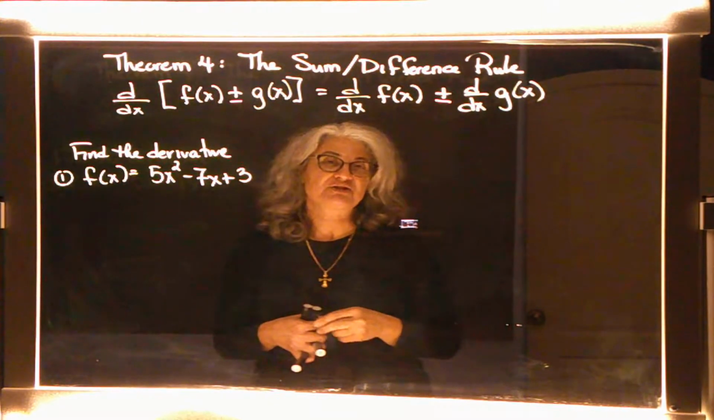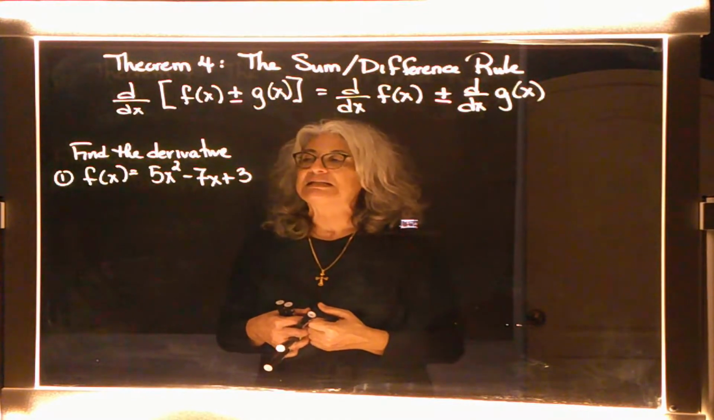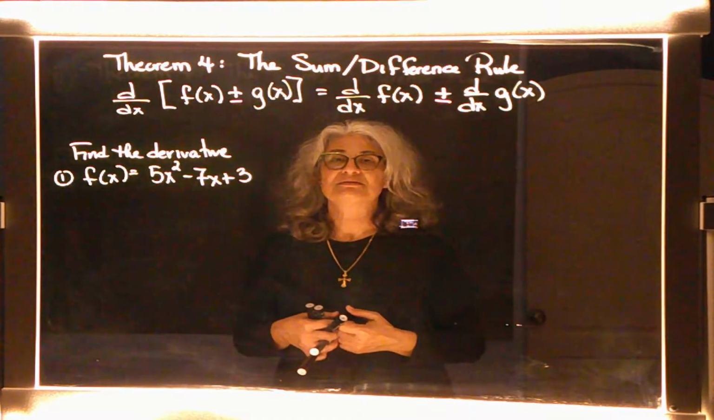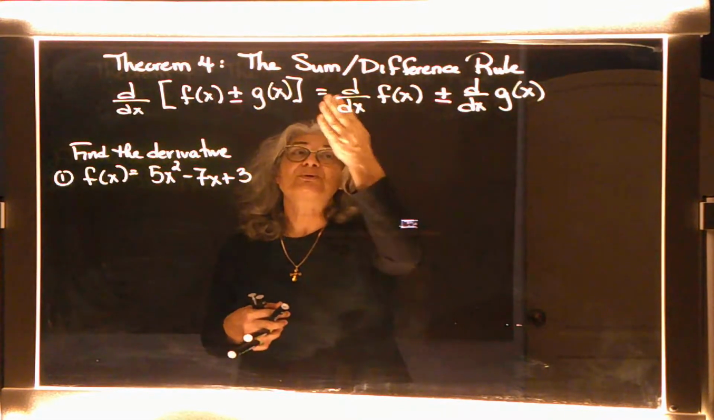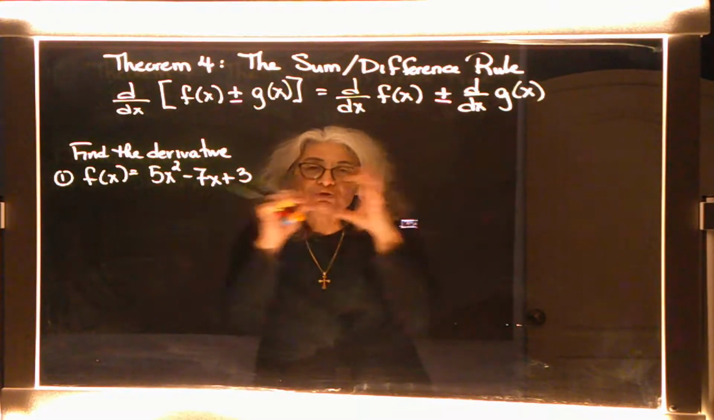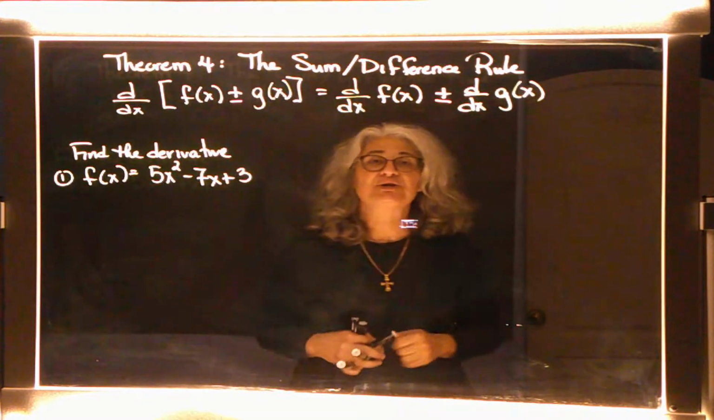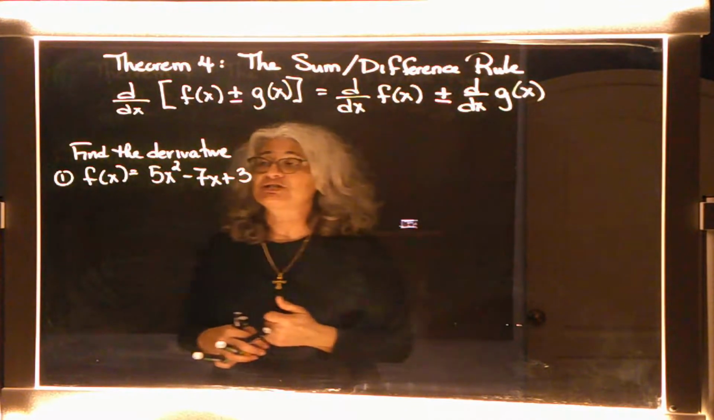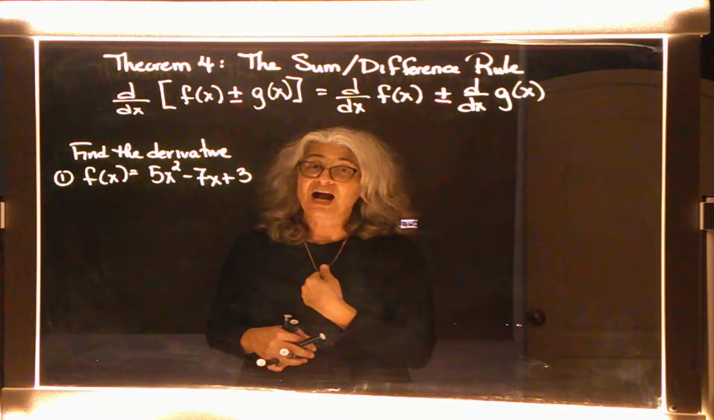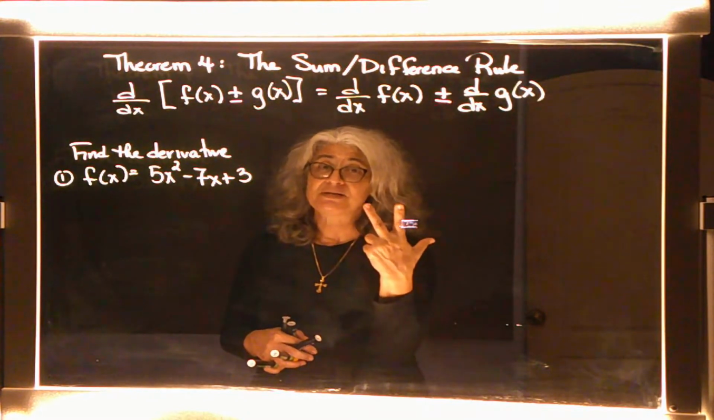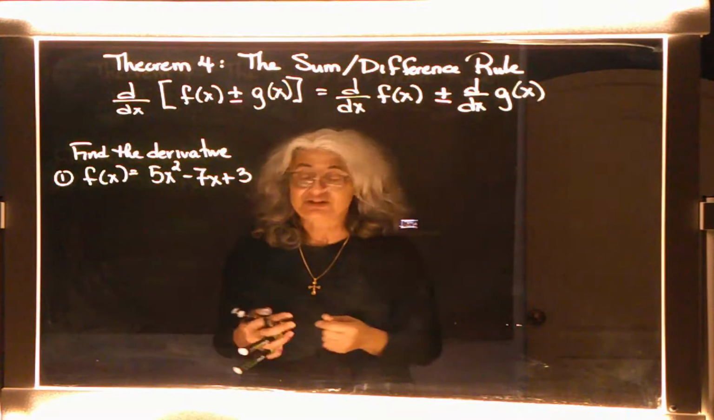They're asking me to take the derivative of this polynomial. Well, I've got 3 things, added and subtracted together. And according to this theorem, I don't have to look at them all as one unit. I can look at them as 3 separate units, which is exactly what we're going to do. If they want me to take the derivative of this polynomial, then I'm going to look at it in 3 pieces. Why? Because this theorem says I can do that.